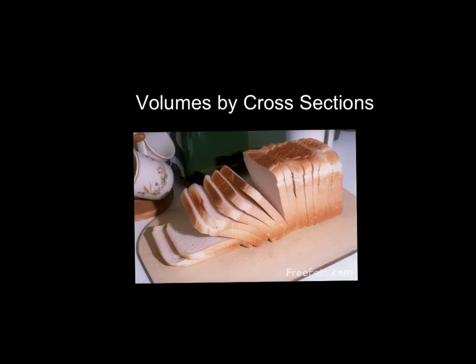We're going to wrap up our last lesson on volumes and areas by talking about, this time, volumes by cross sections. If you'll look here, I've got an example of a loaf of bread. If you think of that as a rectangular prism or a box, if you slice it, each one of those shapes would be a cross section, and that would make each cross section be in the shape of either a rectangle or a square. So that's what we're going to be looking at now.